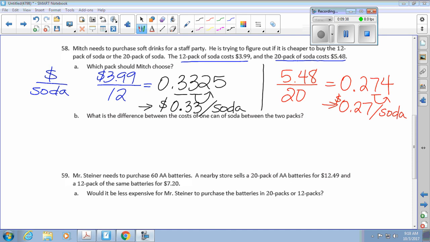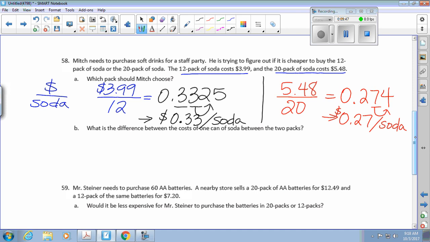All right. So what is the difference between the cost of 1 can of soda between the 2 packs? So first of all, which is cheaper? We need to answer that question. Which is cheaper? The better buy for the unit rate. What do you think, Liz? The better buy is the 20-pack of soda for $5.48. Very good. So Mitch should buy the 20 pack.